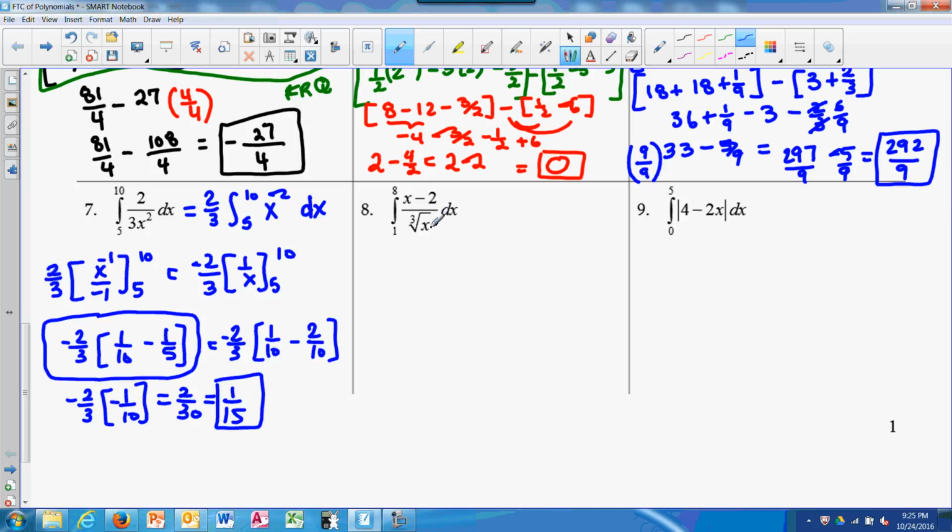On number 8, I can divide out to simplify. This is really x to the 1/3. So x divided by x to the 1/3 is x to the 2/3. I have a minus 2 with x to the negative 1/3 dx. So anti-deriving, I get x. When I add 1, I get 5/3. Dividing by 5/3 is multiplying by 3/5. I have a minus 2. Adding 1, I get a positive 2/3. Dividing by 2/3 is multiplying by 3/2.